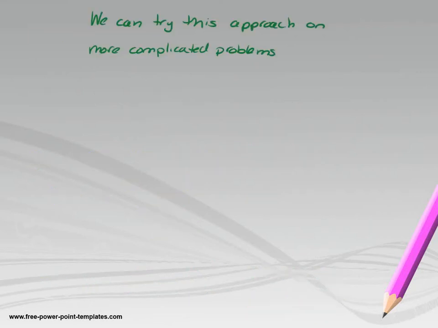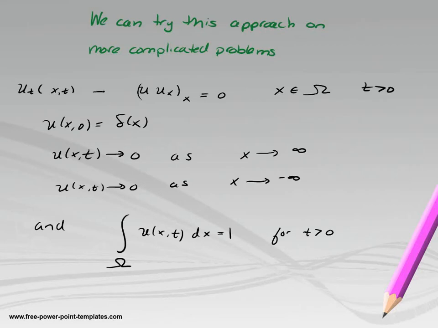But we can try this approach on more complicated problems. It doesn't have to be something as simple as the heat equation. So here's a more complicated problem as an example. You have u_t and you have a u_x with an x, another x partial in it, and I'm sure it means something. And you can assume that the initial condition is what we call the Dirac delta function. The Dirac delta function is not really a function. It shouldn't be called a function. It's an impulse. So you get a blip right at 0.